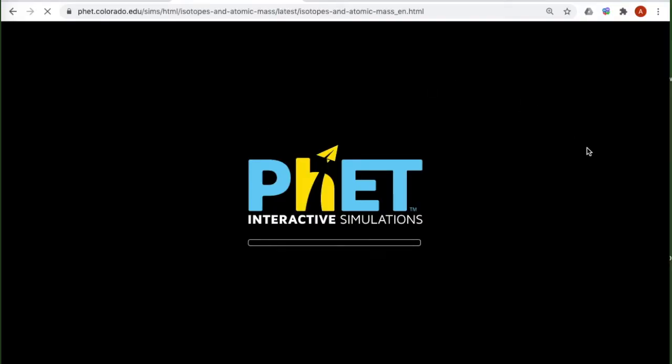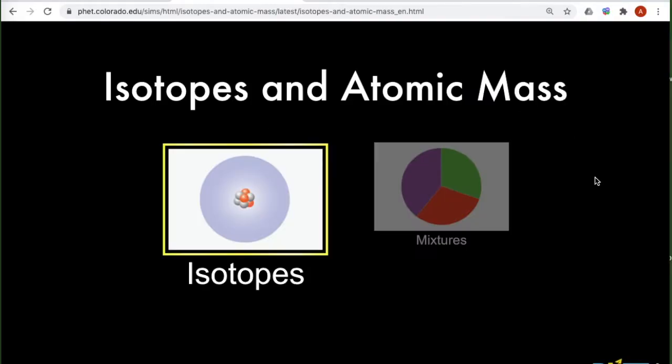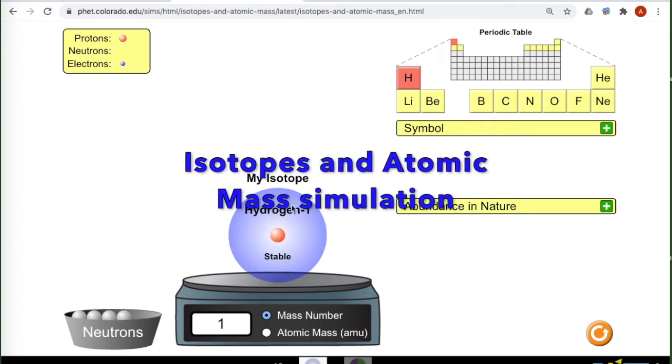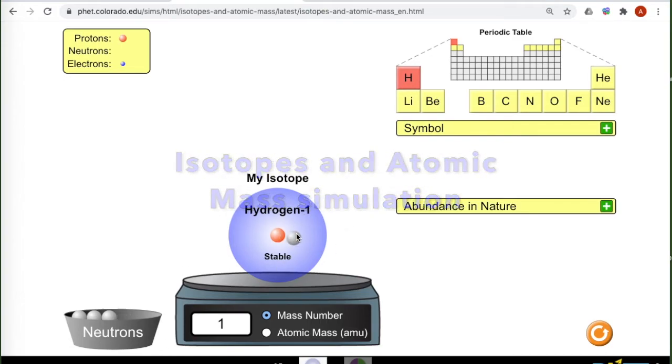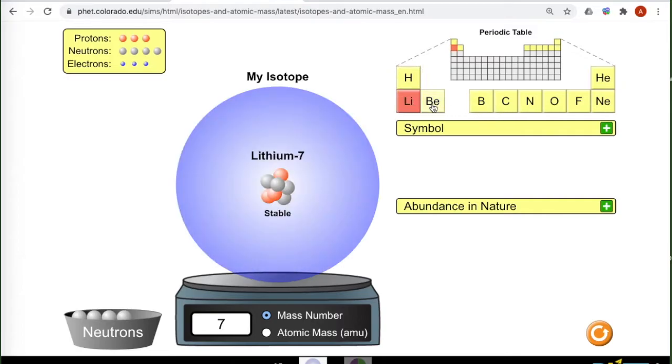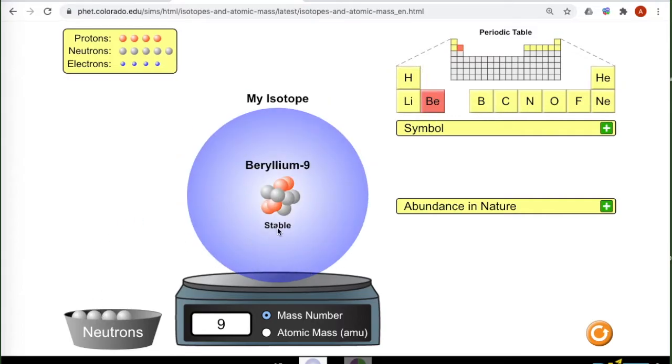So this is Isotopes and Atomic Mass. So this is hydrogen 1. It's H-1 and it's stable. This is H-2, which is stable. So we could maybe take a look at helium, or lithium, or beryllium. The isotope is just taking a look at how many protons and neutrons make it stable or unstable. Okay, so beryllium-9 is a stable isotope. An isotope is a version.